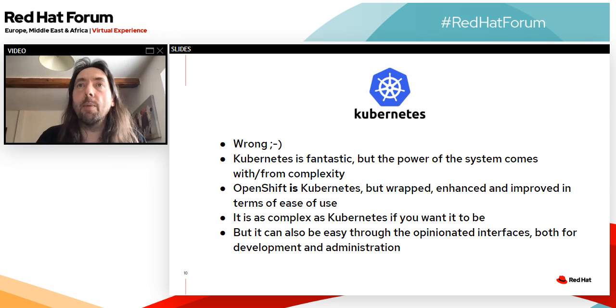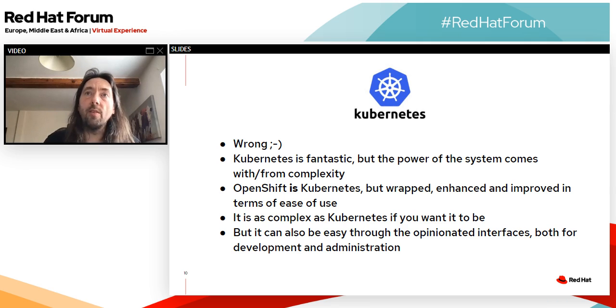Kubernetes is fantastic, but the power of the system comes from that complexity. Kubernetes, if you can imagine it, is a fantastic engine. But what it's missing is the car around it. What it's missing is the ability to control it in a way other than reaching into the engine and pulling the valves and doing all those kinds of things. OpenShift is Kubernetes, but it's wrapped, enhanced, and improved in terms of the ease of use. One of the major design points we had around OpenShift was to make it easy onboarding, because Kubernetes is very, very clever, but very, very complicated.